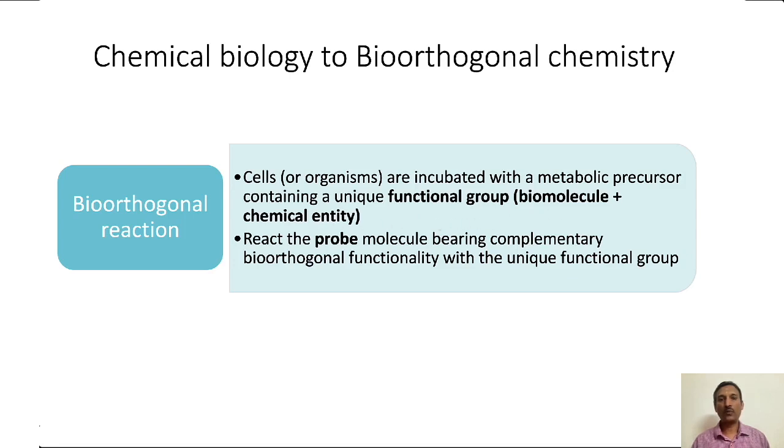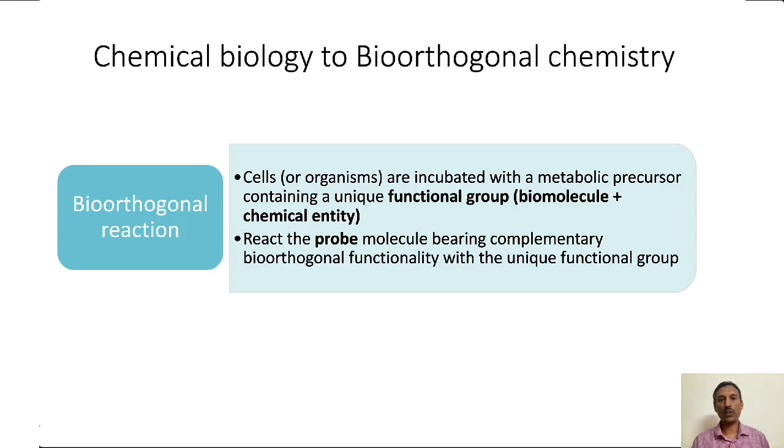So, we had seen some of the requirements for reactions to be carried out under near neutral conditions and temperature around 40 degrees or so, and this also should be very specific for a single functional group. So, these are some of the requirements, and the probe molecule bearing the complementary bioorthogonal functionality reacts with the unique functional group. This is what we talked about with polymer beads or the probes, that is one part of the reagent, and the protein is the other part. So, connecting the probe with the protein is carried out by the chemical reaction.